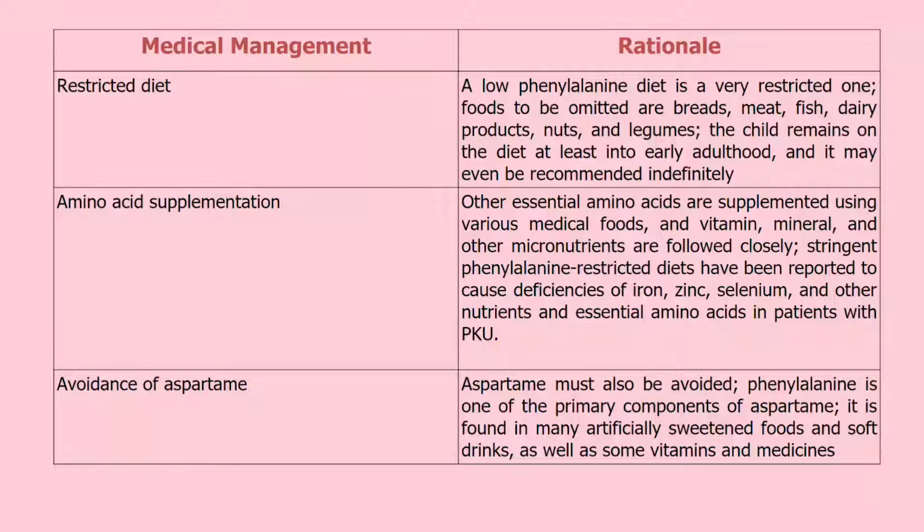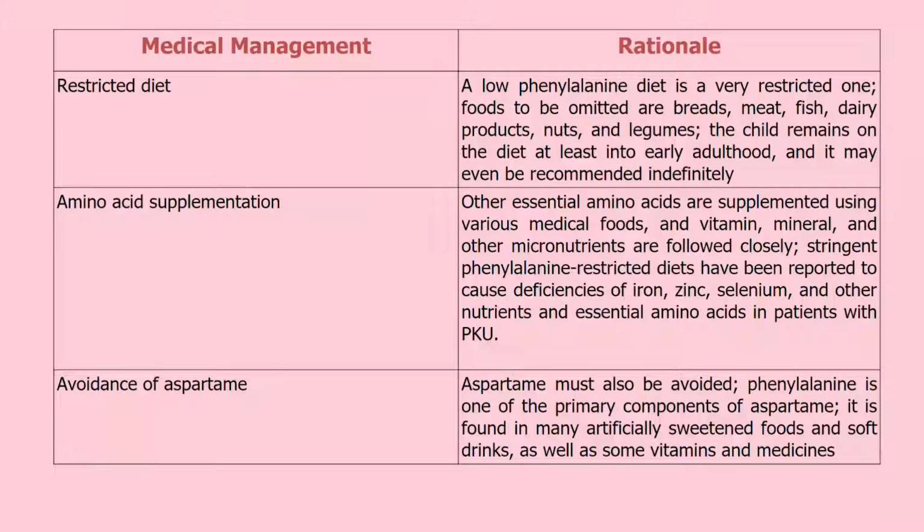Amino acid supplementation. Other essential amino acids are supplemented using various medical foods, and vitamins, minerals, and other micronutrients are followed closely. Stringent phenylalanine-restricted diets have been reported to cause deficiencies of iron, zinc, selenium, and other nutrients and essential amino acids in patients with PKU.